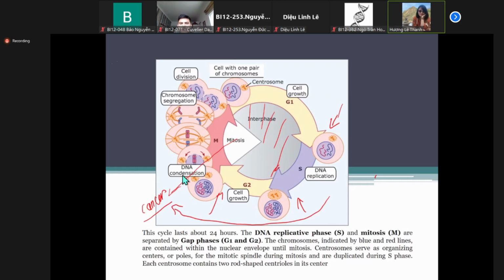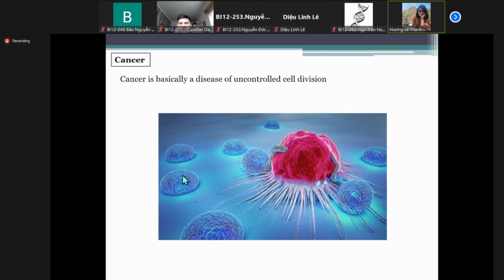So what is cancer? Cancer is basically a disease of uncontrolled cell division, where cell division is unstoppable. That is cancer.